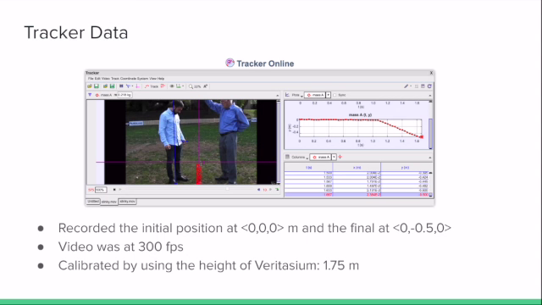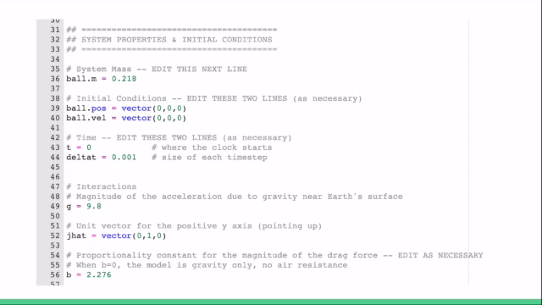This is the code I used to build the model, and so as you can see, we used the initial conditions such as the mass of the spring being 0.218, and then the initial position at 0, the initial velocity as 0, and then you can see the change in time as delta t, and then the magnitude of the acceleration due to gravity near Earth's surface. And you can also see the proportionality constant for the magnitude of the drag force, which is found by guessing and checking.